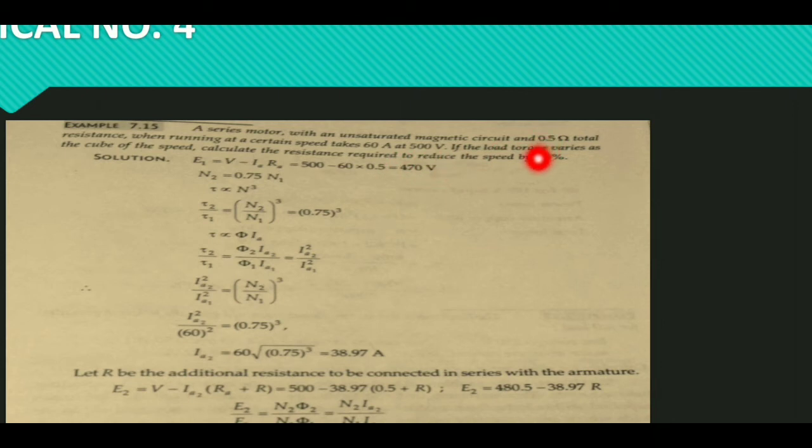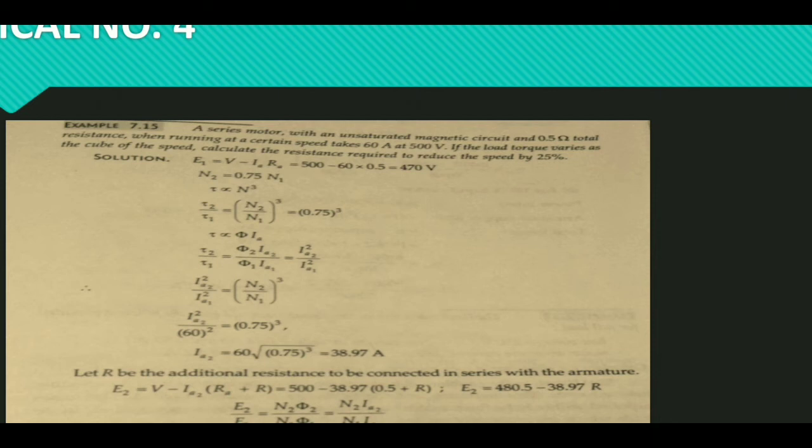And 0.5 ohm is the total resistance when running at a certain speed, taking 60 ampere at 500 volt. If the load torque varies as the cube of the speed, calculate the resistance required to reduce the speed by 25%. Okay, so if the load torque varies as the cube of the speed, we have to calculate the resistance required to reduce the speed by 25%.